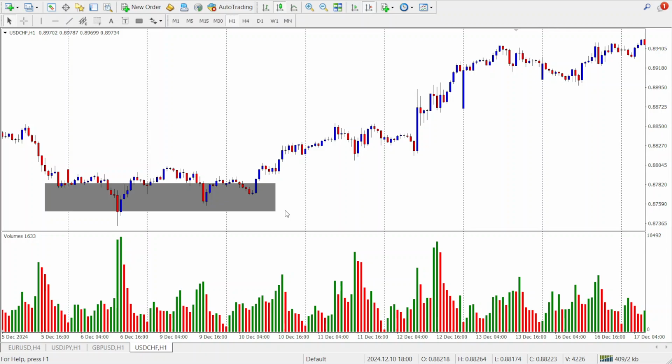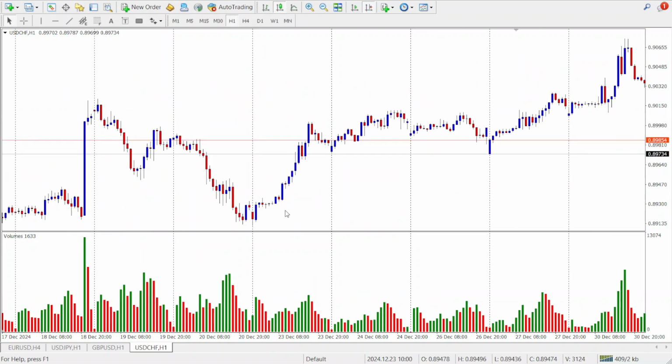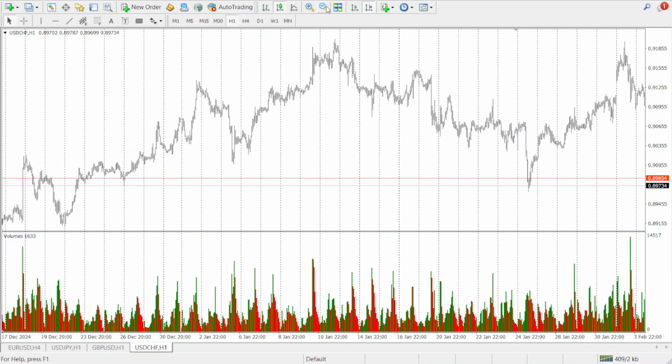Now that we've covered the main manipulation tactics that smart money uses, you're probably wondering, how do I protect myself from these traps? Now, the answer is simple: awareness and strategy. The first thing you need to do is always zoom out and look at the bigger picture.